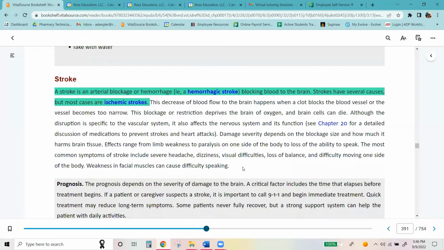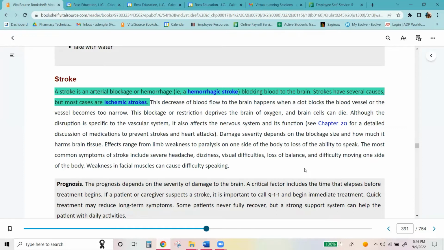A stroke is an arterial blockage or hemorrhage blocking blood to the brain. Strokes have several causes, but most cases are ischemic strokes. The decrease of blood flow to the brain happens when a clot blocks the blood vessel or the vessel becomes too narrow. This blockage or restriction deprives the brain of oxygen and the brain cells can die. Although the disruption is specific to the vascular system, it also affects the nervous system and its functions.